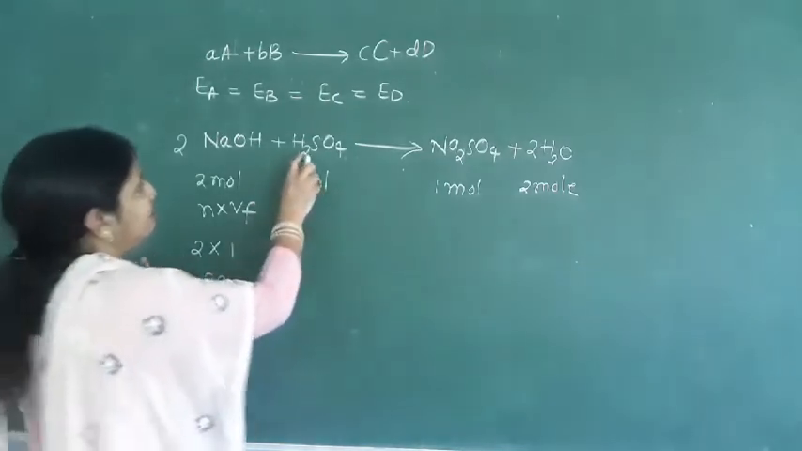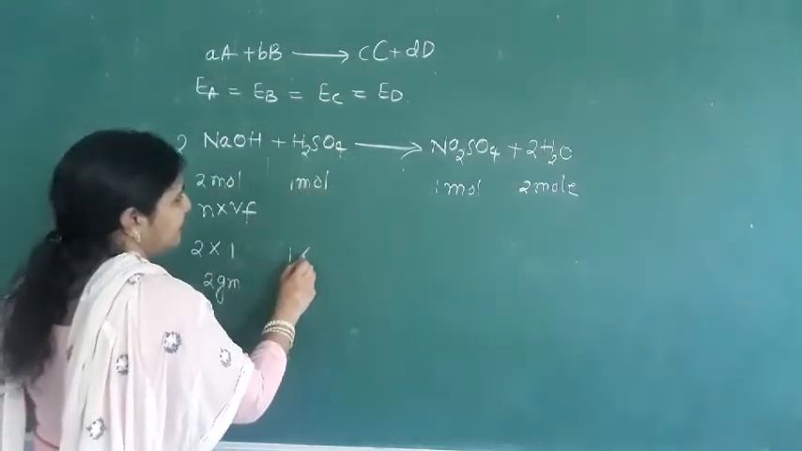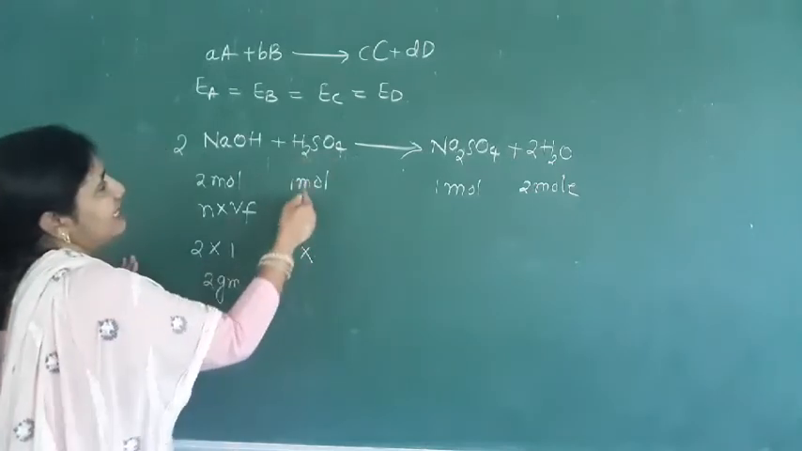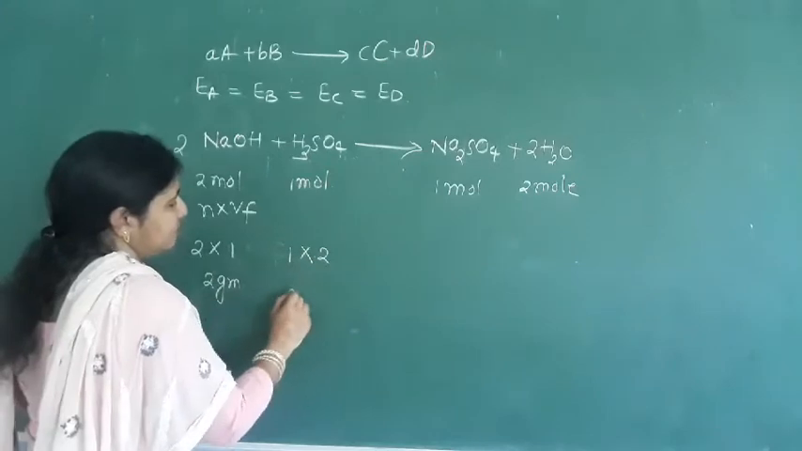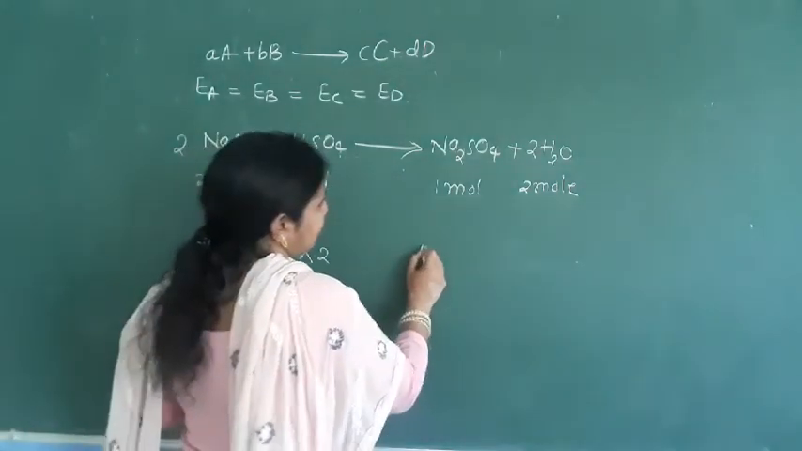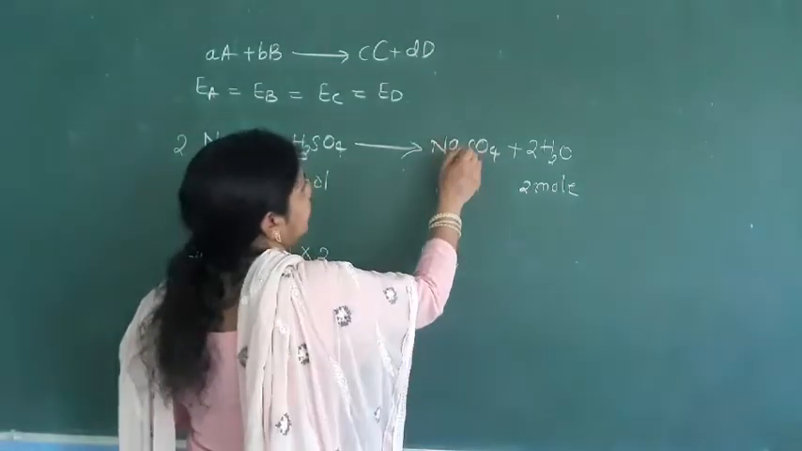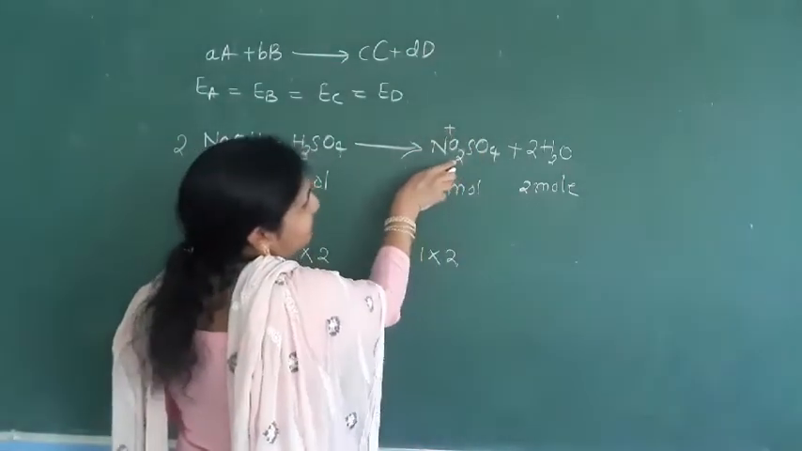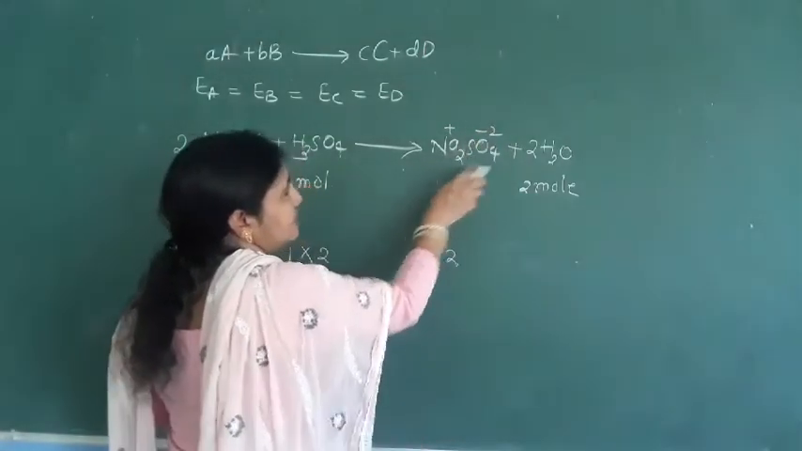And for H2SO4, 1 mole is given, and the valency factor is 2. So we are getting 2 gram equivalents here. Similarly for sodium sulfate, the number of moles is 1, and the valency factor is 2, because we have Na plus, two of them, and SO4 minus 2. So this is a salt.